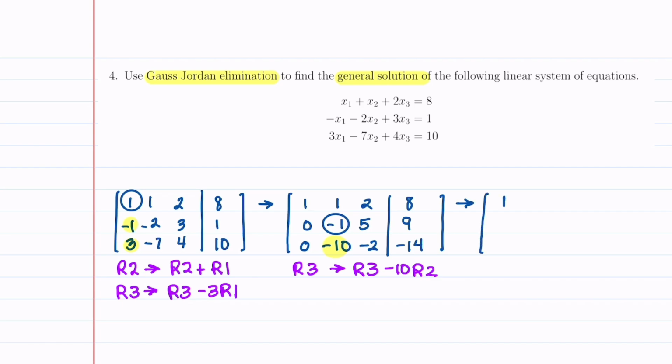Our first two rows are going to stay the same, so we'll go ahead and write those down. And then our third row is going to change. We're going to take row 2, multiply it by -10, and add it to row 3. And this gives us a 0, and then we get a -50, -2. So we have a -52. And then we have a -90, -14, gives us a -104.